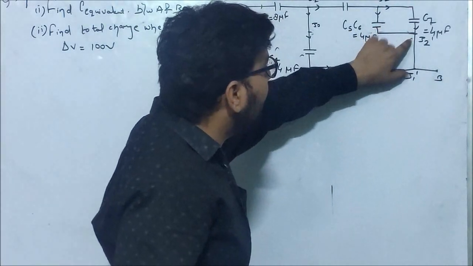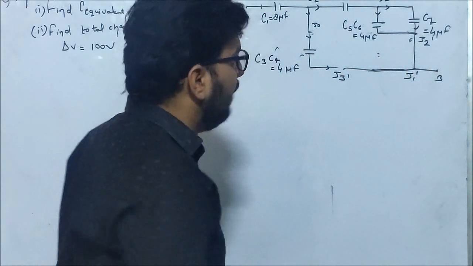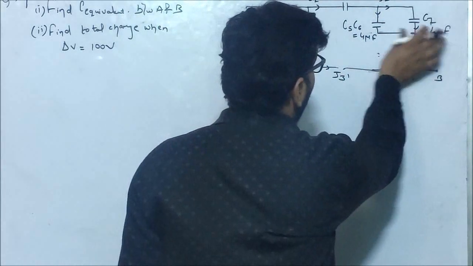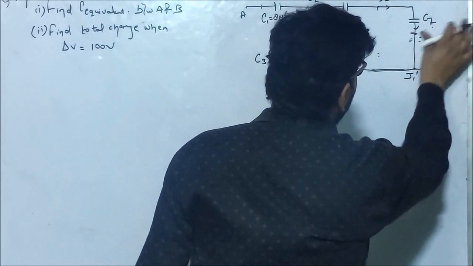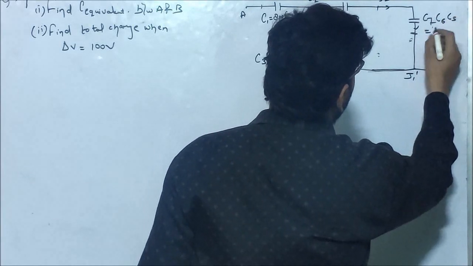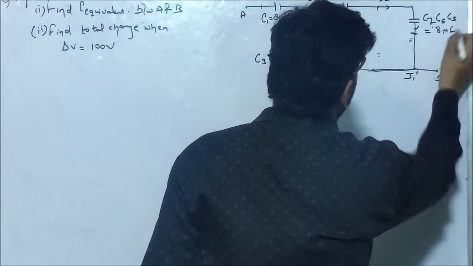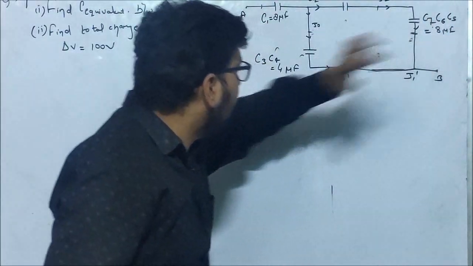अब देखिए ये 4 माइक्रोफैरेड और ये 4 माइक्रोफैरेड, चार्ज डिवाइड हुआ है, इस वाले पॉइंट पे कंबाइन हुआ है, इस वाले पॉइंट पे दोनों के बीच में एक एक कैपेसिटर है पैरेलल में, दोनों ब्रांचेस में, तो दोनों पैरेलल में ऐड हो जाएंगे और पैरेलल में डायरेक्टली ऐड होते हैं, तो ये हो जाएगा आपका C7C6C5, which is equal to 8 माइक्रोफैरेड.